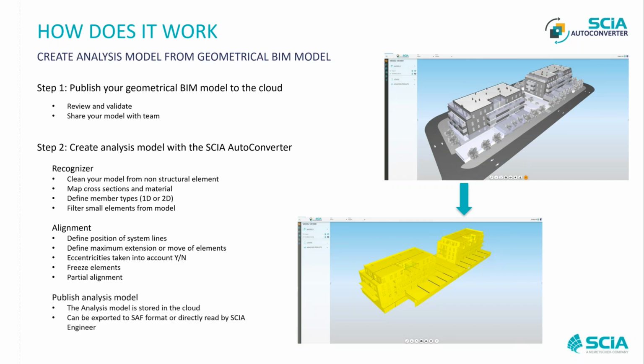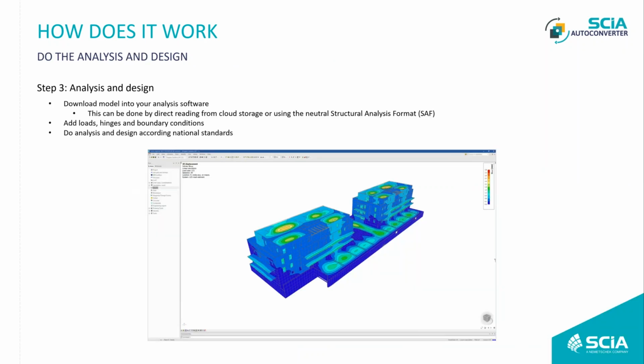The last step is to publish your analysis model. As I said, you can do it via a subformat or have it read directly by SCIA Engineer. And the final step is to take your model to the structural analysis software, in our case SCIA Engineer. You can do your job here, that means structural analysis and design. So you can add your loads, boundary conditions, do the design, and upload the model back as a new revision.